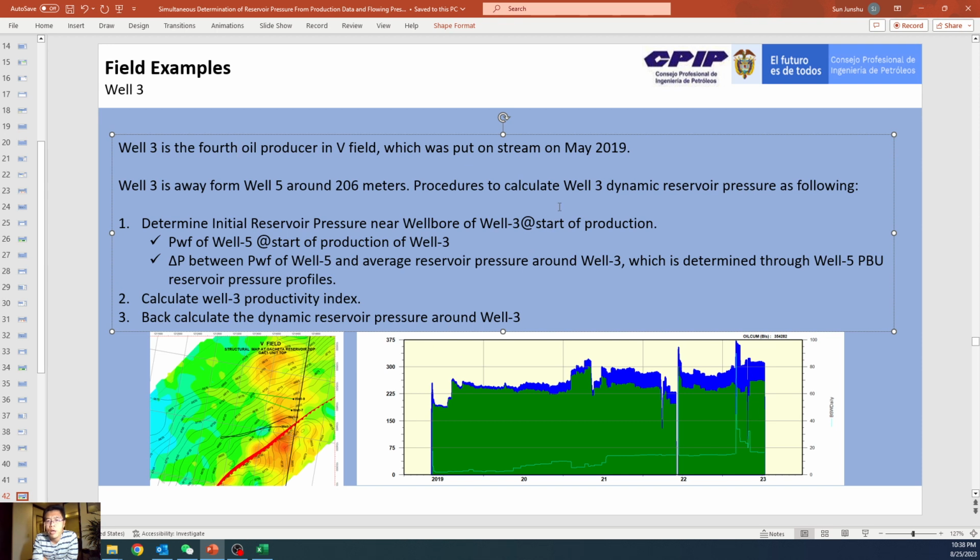Procedures to calculate well 3 dynamic reservoir pressure are as follows. First, determine the initial reservoir pressure near well 3 at the start of production. Calculate the well 3 productivity index. Back calculate the dynamic reservoir pressure around well 3. This is the production chart.